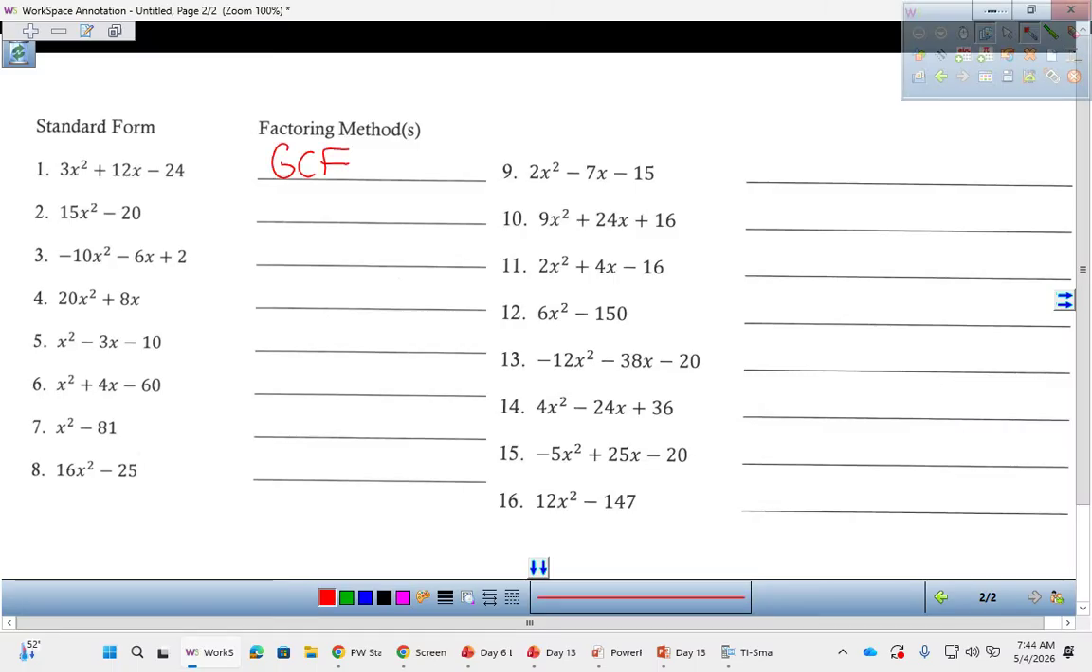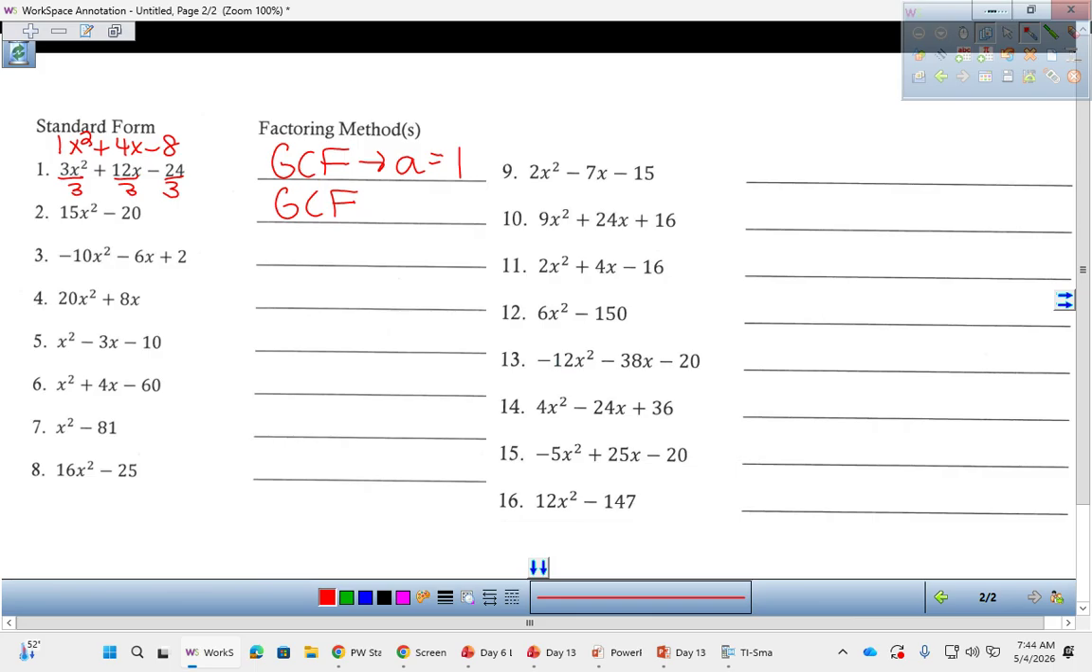What can I divide all three of those numbers by? 3. So think about what happens if you divide them all by 3. Then you have x squared plus 4x minus 8. What does a equal? That first term is now 1. So this one is a GCF that leads to the a equals 1 method. All right, let's look at the next one. It's a binomial. What is the only thing I can write for a binomial? GCF. If it's 2 terms, the only thing it could be is a GCF.